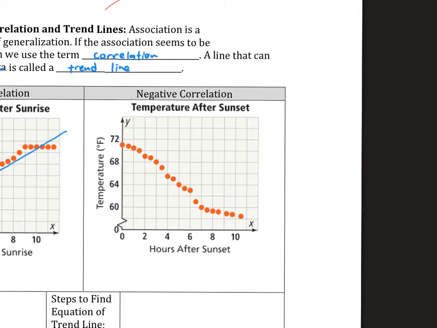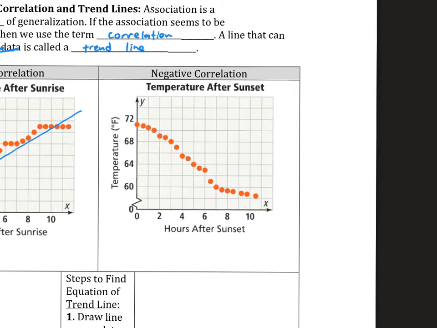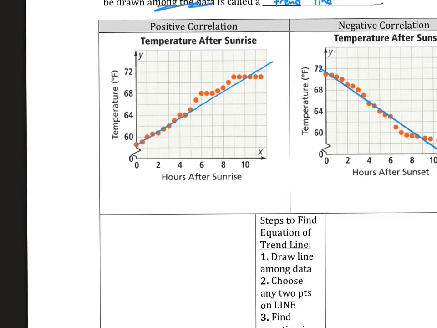For this one over here, we can do the same thing, but this time we have a negative correlation. That is, the trend line has a negative slope. So when I graph this, notice my lines go like this, and some of the points are above, some are below, but the trend is that it's going in a negative direction. Okay, so what are my steps?